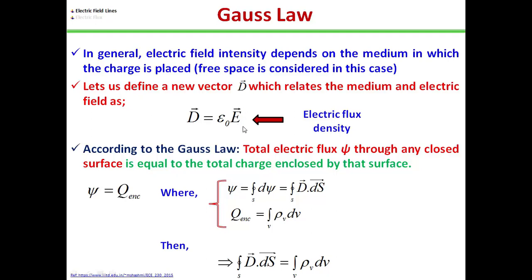Gauss law constitutes one of the fundamental laws of electromagnetics. Therefore, Gauss law states that the total electric flux psi through any closed surface is equal to the total charge enclosed by that surface. Thus, psi is equal to Q enclosed, with Q enclosed denoted as the charge enclosed within the closed surface. Psi can be written as psi is equal to the closed surface integral of d psi, and this will be equal to the closed surface integral of D dot dS.